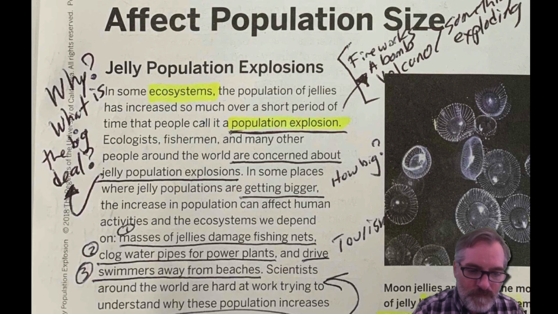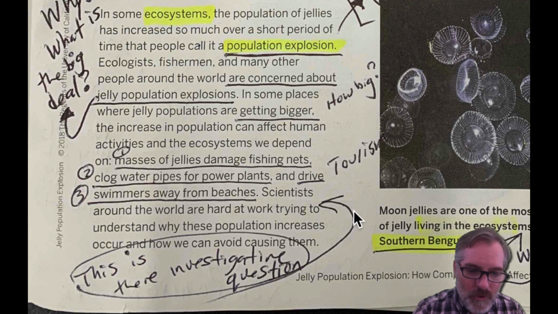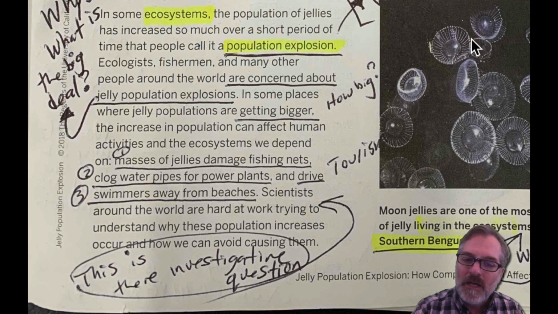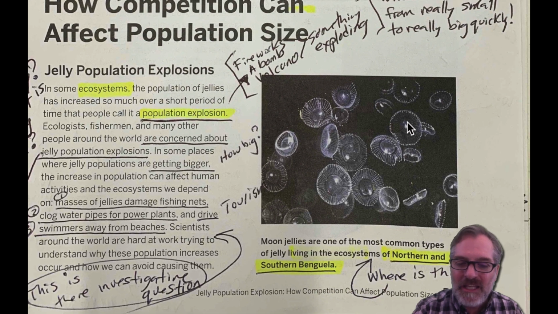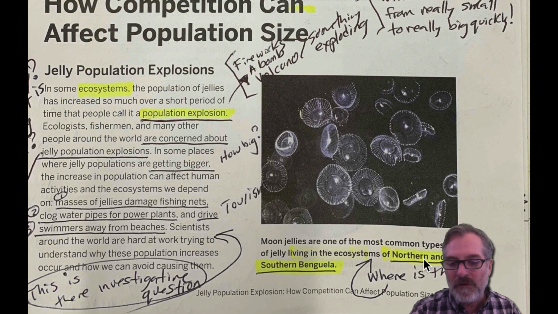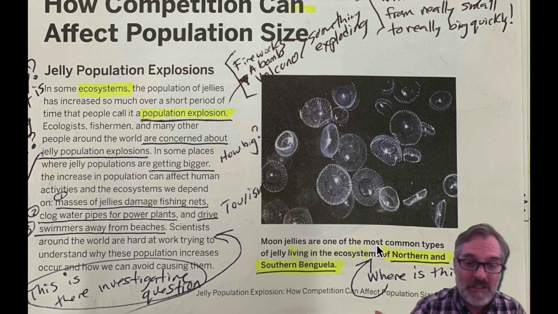Let's continue. Here's the investigative question. Scientists are trying to figure out why this is taking place and how maybe it can be avoided. So very little text, but a lot of thinking going on here. Take a look at this picture here. Moon jellies are one of the most common types of jelly living in an ecosystem of the northern and southern Benguela. And I'm like, where is that? Because I didn't know where that was. So I wrote that question down.